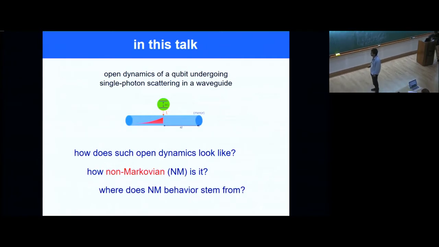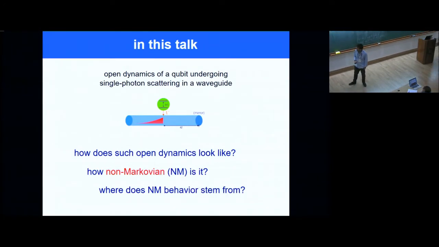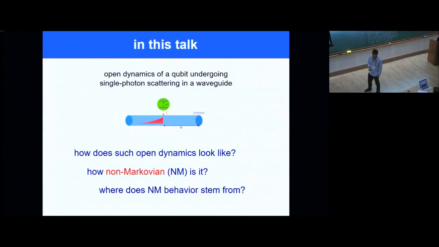In short, in this work, we study the open dynamics of a qubit undergoing single photon scattering in a waveguide. The essential questions that we wanted to answer are: how does such open dynamics look in general? What are its peculiar features? Then, what was actually our original question? How non-Markovian is this dynamics? And where does non-Markovian behavior stem from? What are the typical sources of non-Markovianity in this system?